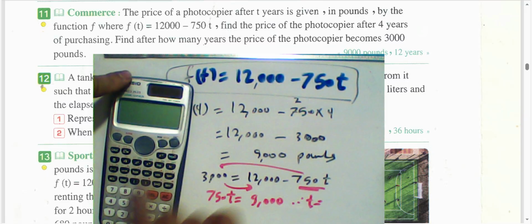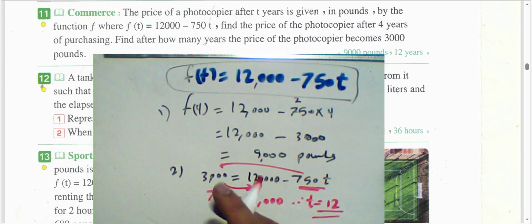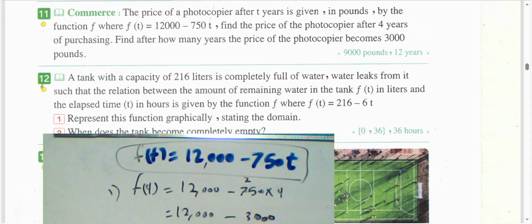9,000 divided by 750. The result will be 12. In the number of years we write 12 years. Okay. Next question down. Number 12.